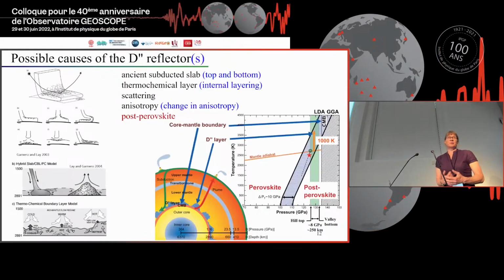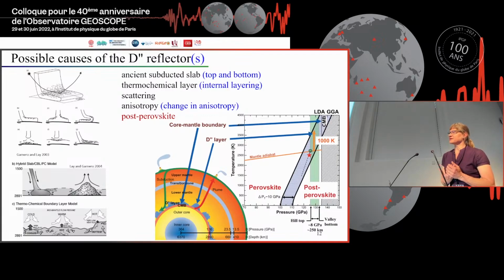That leads me to possible causes of the D-double-prime region. So we have a layer, a D-double-prime reflector, possibly a second reflector, and we have topography. Before 2004, there were a number of ideas about what it could be. It could be the top of a slab that we're seeing. It could be a chemical boundary layer, a thermochemical boundary layer, or it could be some sort of a hybrid model and so on.